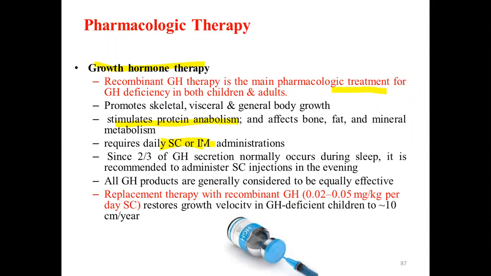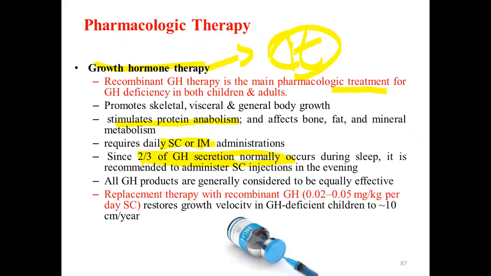And as I mentioned in the previous lesson in the introduction, growth hormone production is mostly carried out at night time. Like 2/3 of the growth hormone secretion is usually carried out when we are asleep. So because of this reason, growth hormone replacement therapy is usually recommended to be given at night time so that we can mimic the physiological production of the hormone. We do have many growth hormone analogs, and all of them are equally effective. We can say they are therapeutically equivalent.